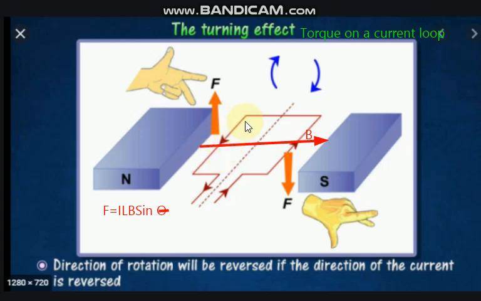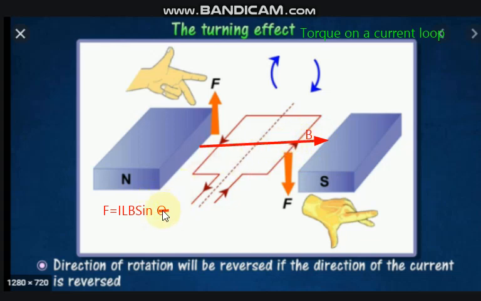Now, as you know, a current carrying wire experiences a force due to the magnetic field B, and that force is given by F is equal to ILB sine of theta, where I is the current flowing in the wire, L is the length of that wire, and B is the strength of the magnetic field in which that wire is kept. Now here, instead of a single wire, we are having a loop.